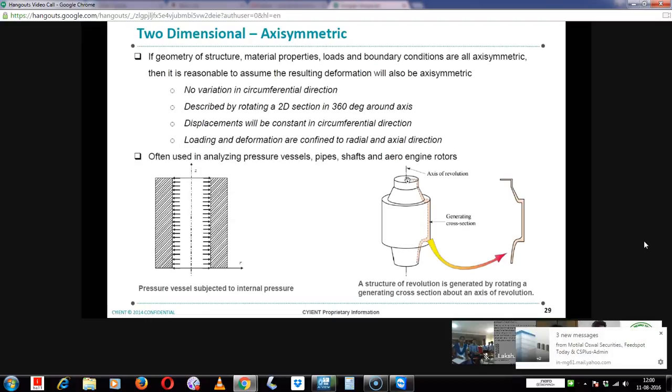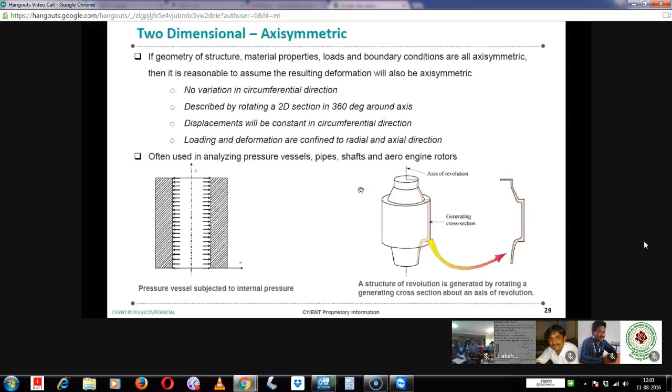Generally, this is called the axis of revolution. If you take this cross section and revolve it along that axis of revolution, it will form the 360 degrees of the model. So you can take that simple cross section and do the analysis. Displacements will be constant in the circumferential direction, so there won't be any variation in displacement throughout the 360 degrees.